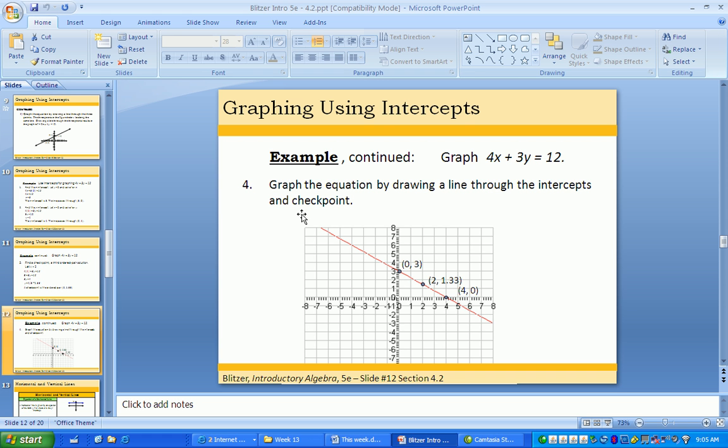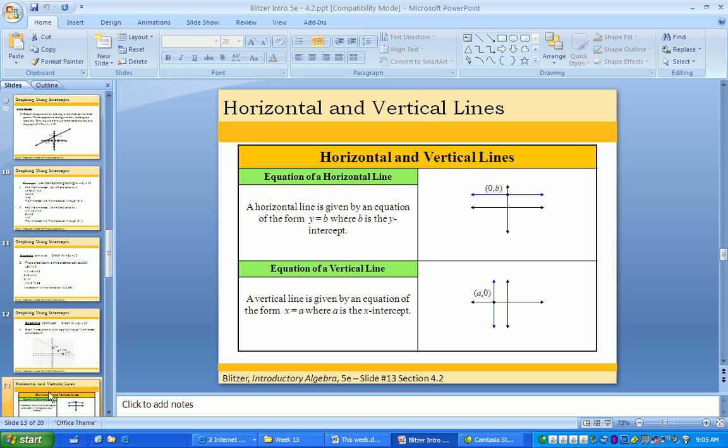Talk a little bit about vertical and horizontal lines. These are special cases, and we'll see that when we talk more about slopes next time. But horizontal lines, what this means is wherever our y-intercept is, that's the value. That's going to be the equation of a horizontal line. So y is equal to b. That means y is going to always equal that value. Okay, so it's going to be a horizontal line.